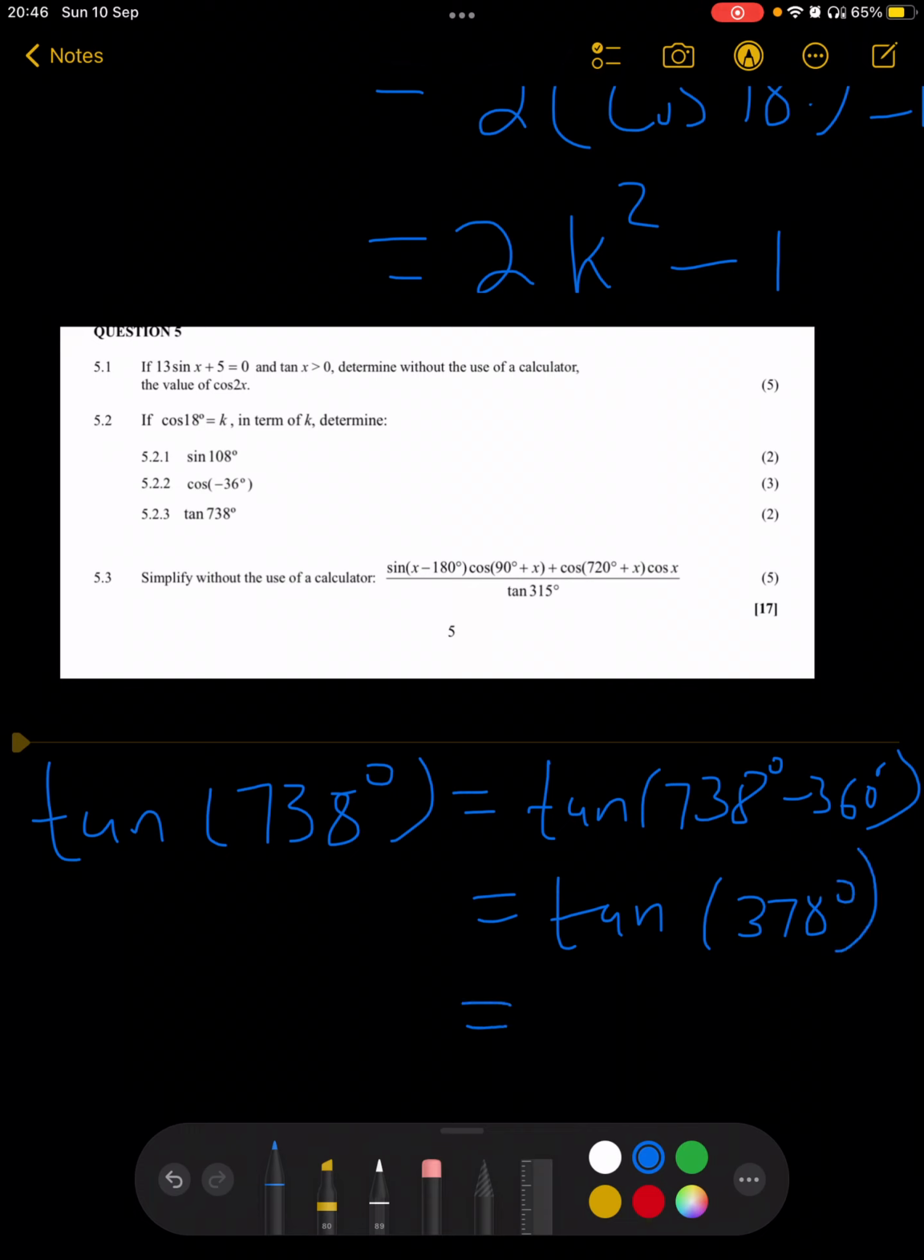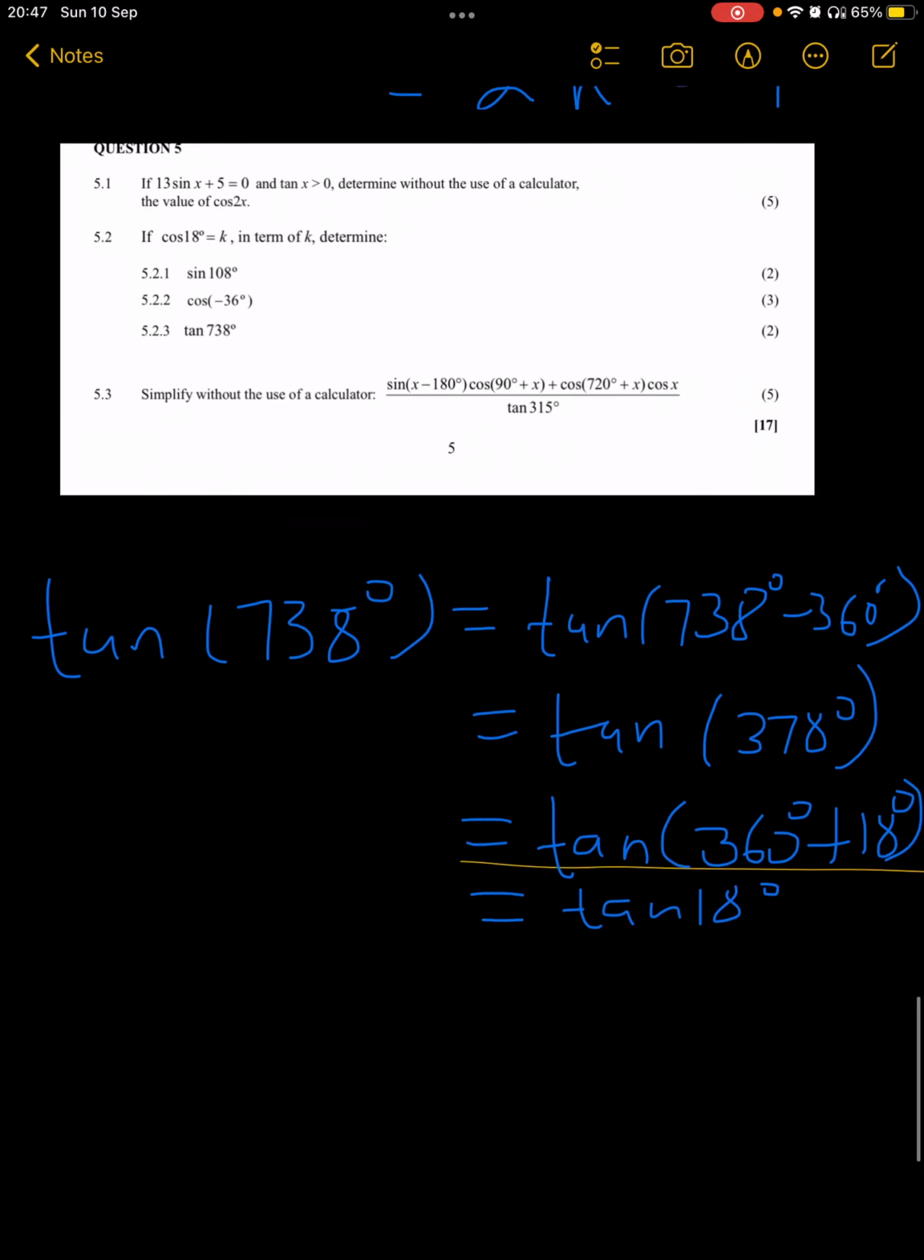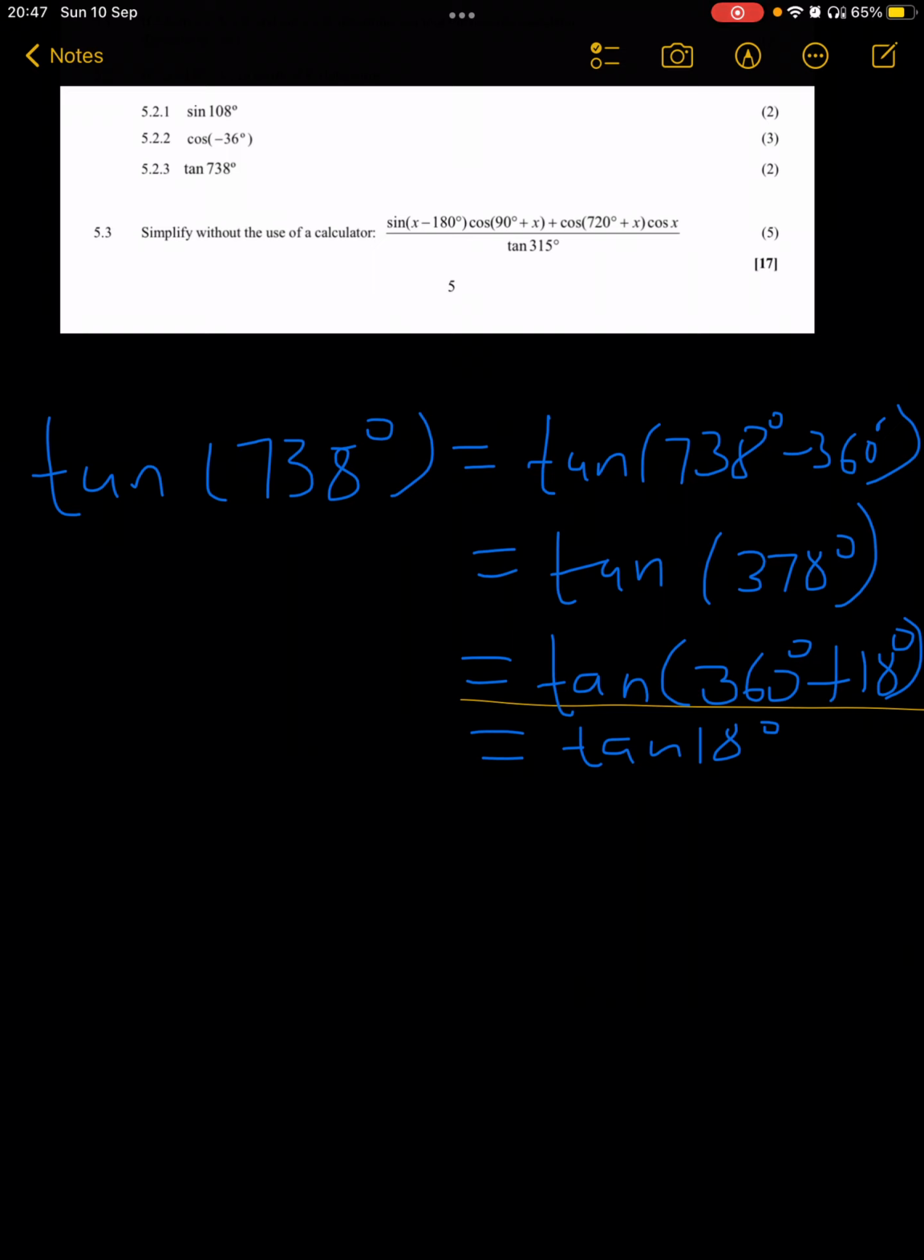Which is still too large, but we know that if we move from 360, we go to 360 plus an angle in the first quadrant. So we can say this is tan of 360 plus 18, which gives us tan 18 as an acute angle. Well, there is another method, but I'd like to go with this one for now.